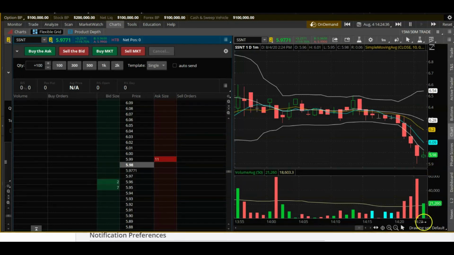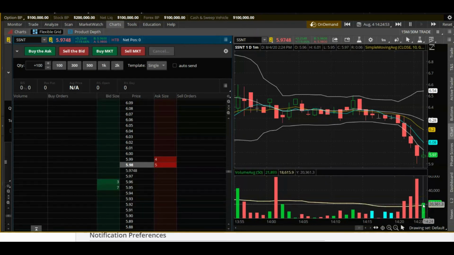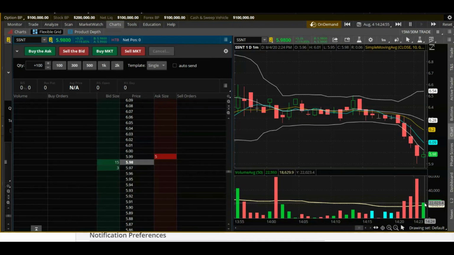Okay, there's our green sign of our buyers. The buying volume is greater than the average. This line indicates the average 50-day volume for this particular stock. So this is looking good. Buyers have stepped in. Can we close this minute candle green?